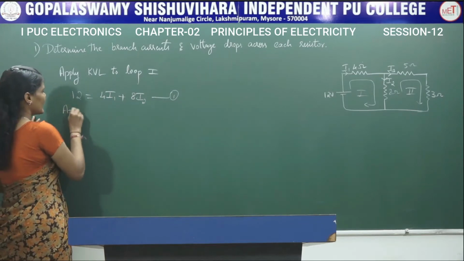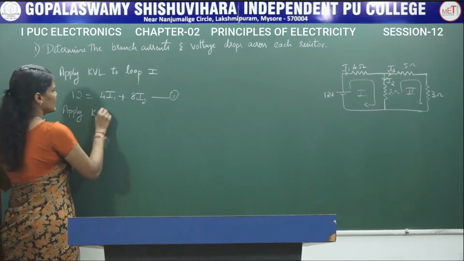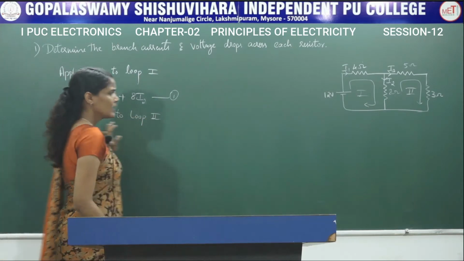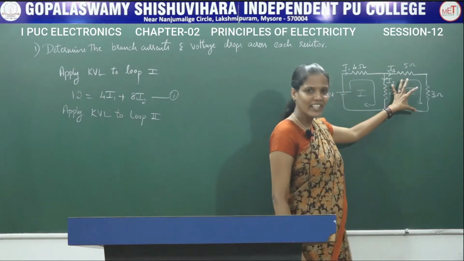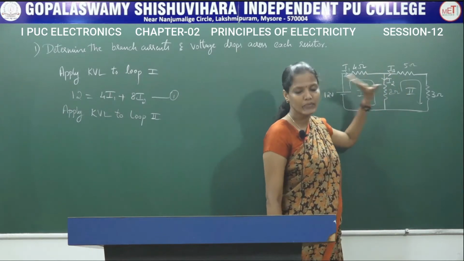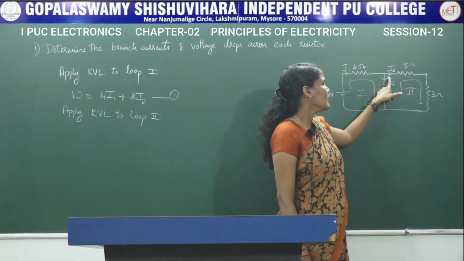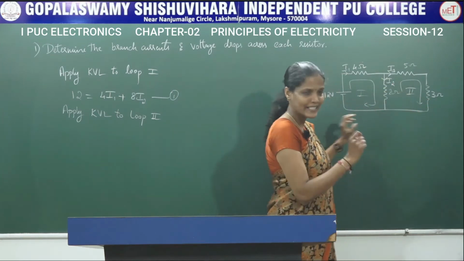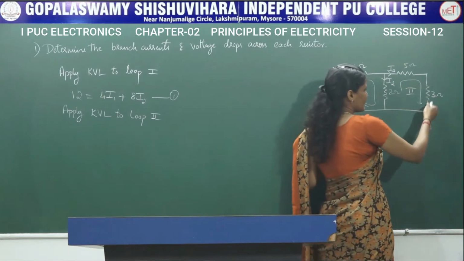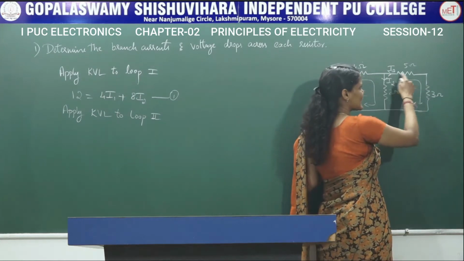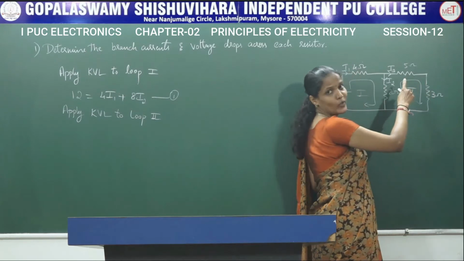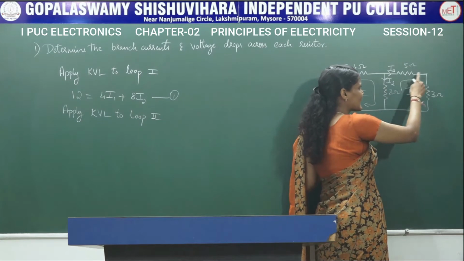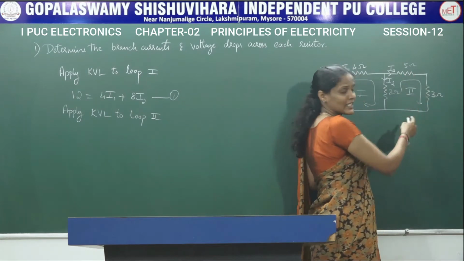Now, applying KVL to loop 2. In loop 2, we do not have any voltage source, that is EMF is equal to 0, and we have 3 different resistors, 5 ohm, 3 ohm and 8 ohm. The current flowing through this 3 ohm resistor is the same as the current flowing through the 5 ohm resistor, because 5 and 3 are in series. So, this I3 itself flows through 5 ohms as well as 3 ohms.